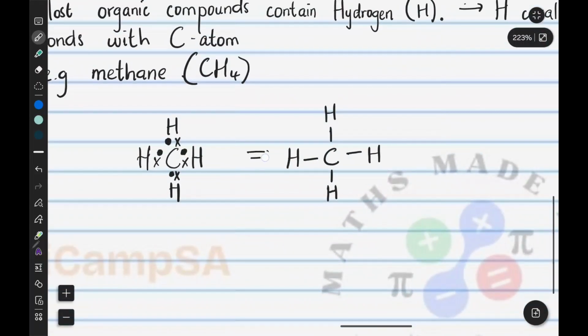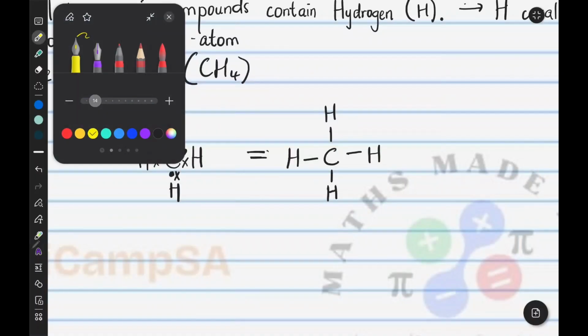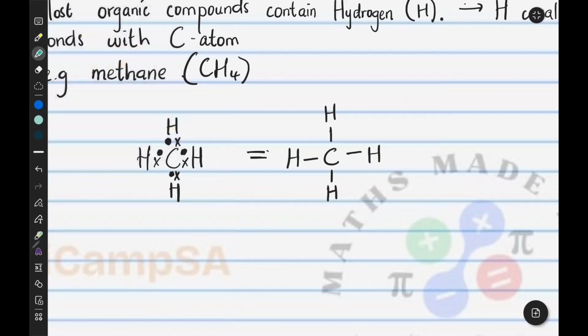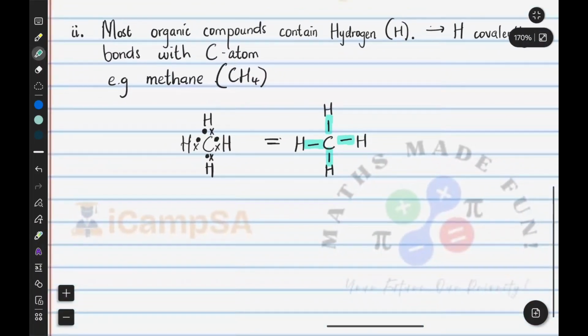All right, these two are the same thing, just that one is showing you how the electrons are being shared, and the other one is showing you the bonds, which are these lines that you see here. These are the bonds. So these are all single bonds between the carbon atom and all the hydrogen atoms that are covalently bonded to it. Okay, all right, so let's continue.